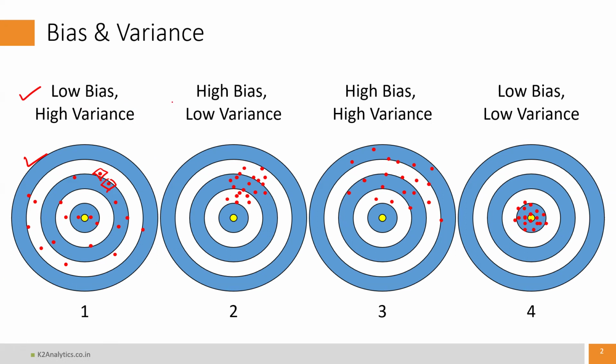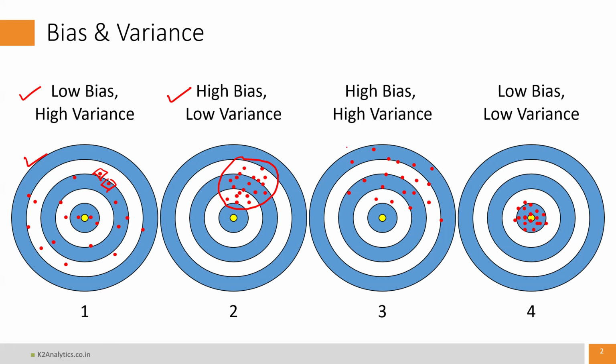In the second image, you can see the data points are scattered and they are on one side of the expected value or the target. Now, when the data points are off in one particular direction, we say it is bias. So in this scenario, we have high bias, low variance.